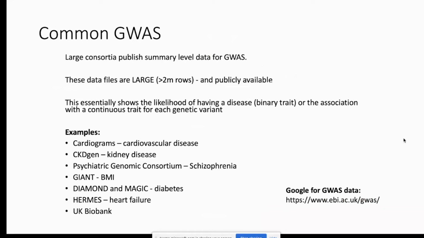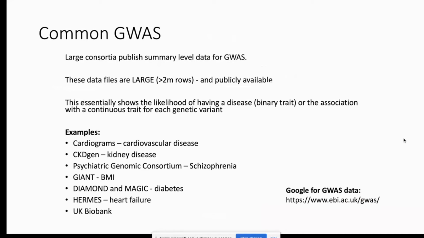Genome-wide association studies are becoming increasingly prevalent as more and more genetic data becomes available. These consortia, which are large groups, often publish summary-level data for genome-wide association studies, similar to the type 2 diabetes data I showed previously. You can download these from the internet. They're quite large files, some with over 2 million rows, but they're publicly available.